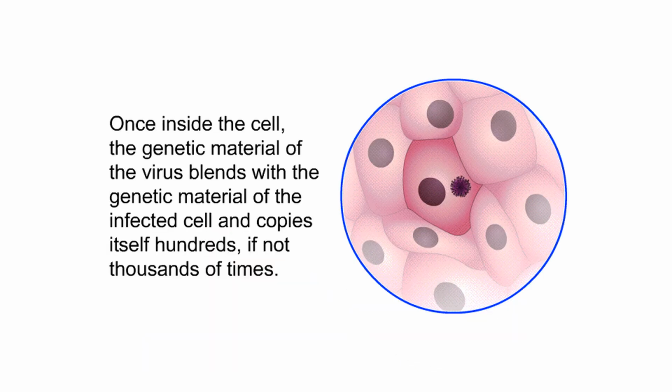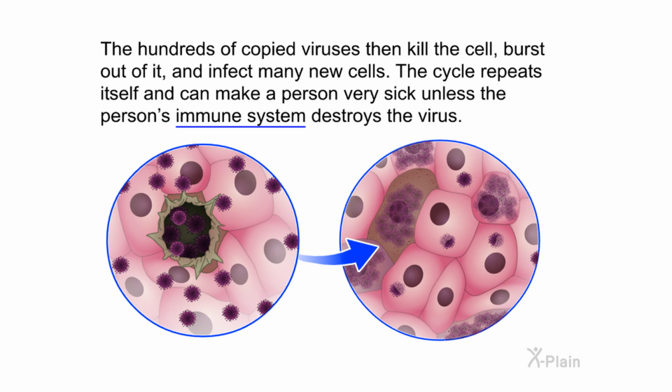Once inside the cell, the genetic material of the virus blends with the genetic material of the infected cell and copies itself hundreds, if not thousands of times. The hundreds of copied viruses then kill the cell, burst out of it, and infect many new cells. The cycle repeats itself and can make a person very sick unless the person's immune system destroys the virus.